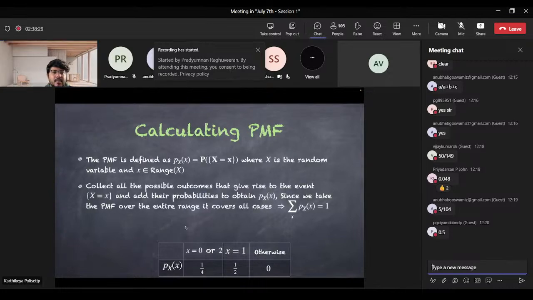Calculating PMF. PMF is defined as P capital X of small x. That is the probability that the random variable is equal to small x, where capital X is the random variable and small x belongs to the range of capital X. So collect all possible outcomes that give rise to the event capital X equal to x and add their probabilities to obtain P of capital X equal to x.